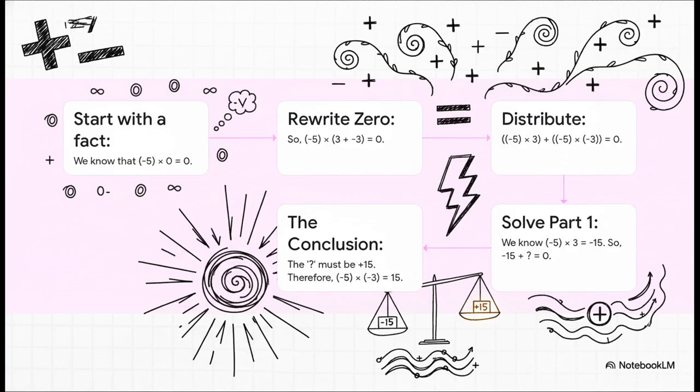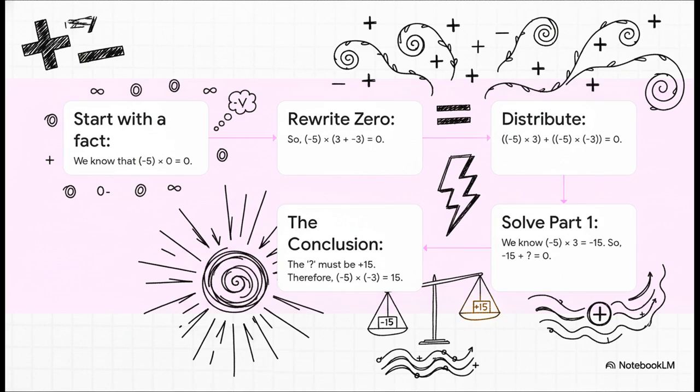First, we start with a fact everyone agrees on. Anything times 0 is 0. So -5 times 0 has to be 0. Okay. Second, let's get a little creative. We can rewrite that 0 as 3 plus -3. So our equation becomes -5 times the quantity 3 plus -3 equals 0. Third, now we use our one and only rule, the distributive property. This means we get -5 times 3 plus -5 times -3, and all of that still has to equal 0.